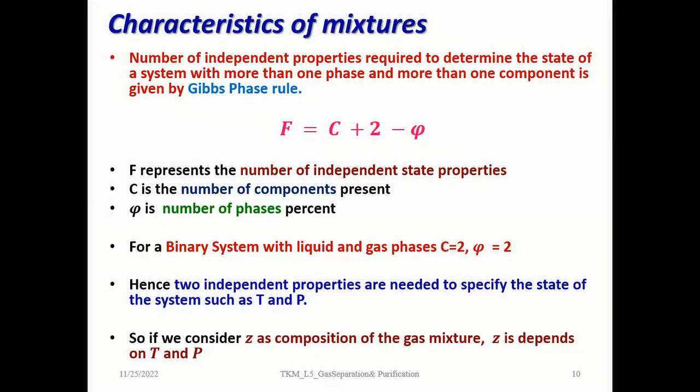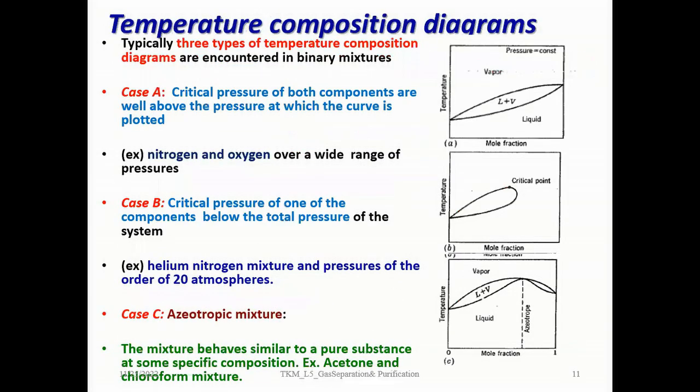Now let us consider a two-component mixture, namely nitrogen and oxygen, for example. Now let's assume Z as the composition of this mixture. Now Z will depend upon two parameters, namely temperature and pressure. Okay, Z represents the composition. So if I try to plot the temperature as a function of the mole fraction of these mixtures, then you can see there are three possibilities of temperature-composition diagrams.